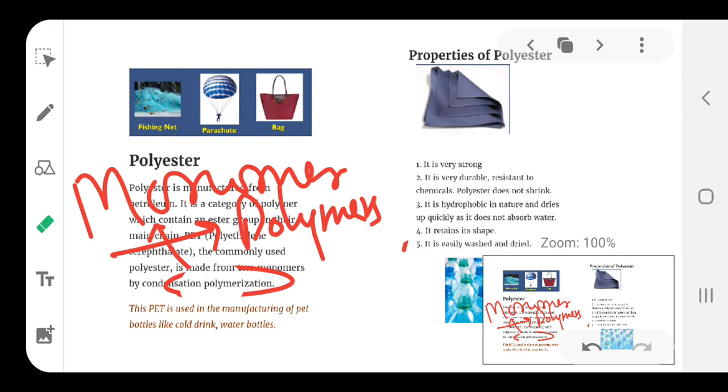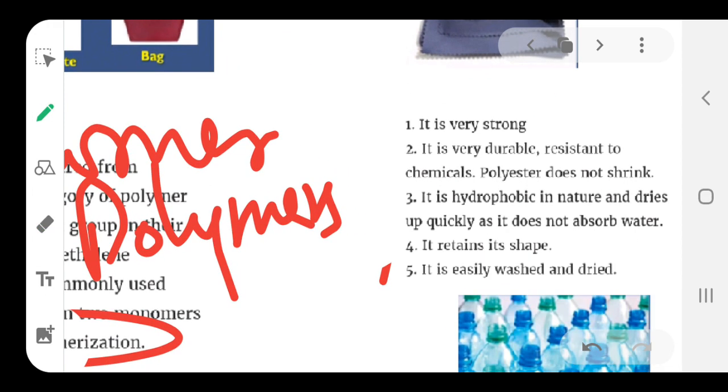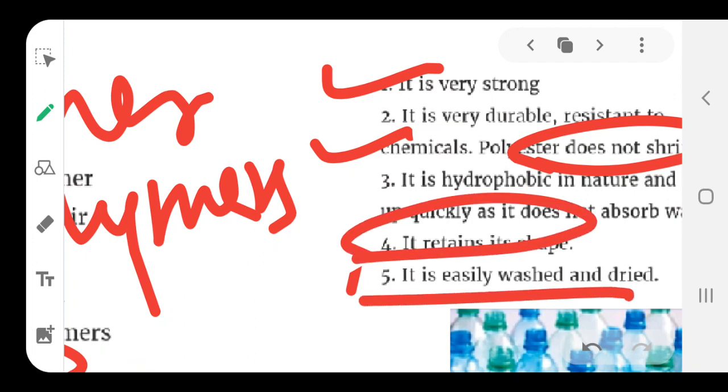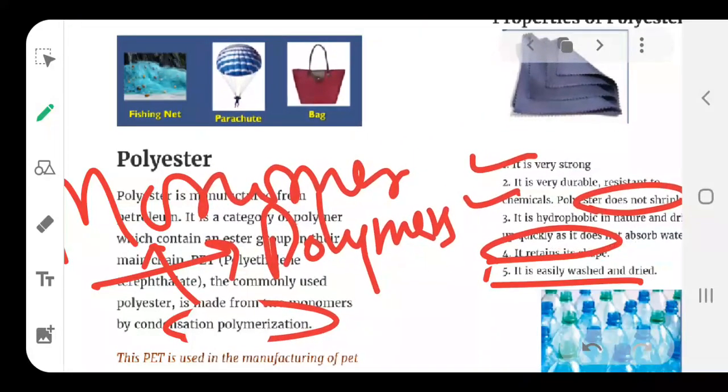Then come the properties of these polymers. They have huge properties. Number one, they are very strong, as they are durable and they won't get easily shrunk. So these fibers won't shrink easily, and as a result they are quite applicable in the fiber industry. Then of course they retain their stripes, so normally they won't wear out so easily, and they are easy to wash and dry. So these are some of the properties of polyester.